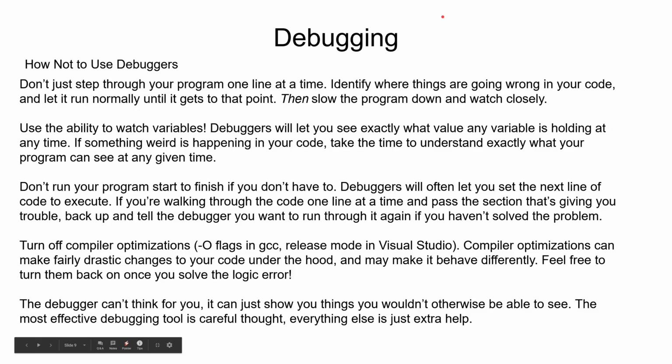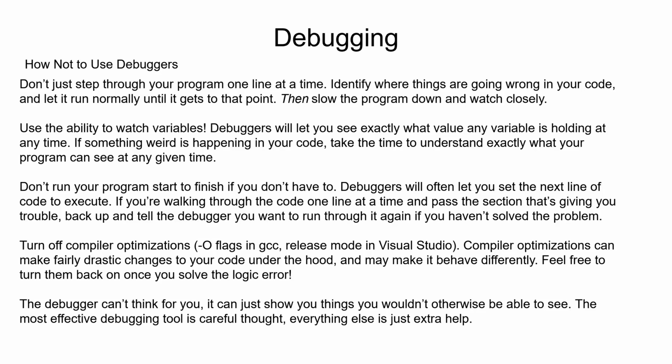So a lot easier than telling you how to use debuggers is telling you how not to use them. Don't just step through your entire program one line at a time. Think about where things are actually going wrong in your code. Let it run normally until you get to the point where you actually need to see what's happening, and then slow down and watch things closely. This will save you a lot of time, and a lot of repetitive stress injuries from hitting the button over and over.